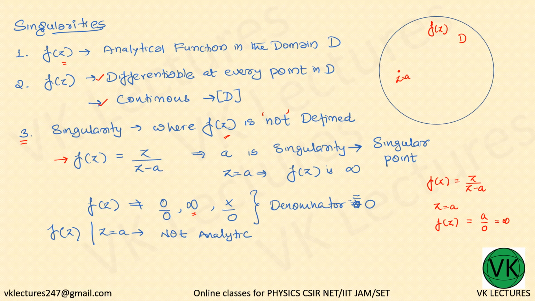We also have seen that at that particular point, z equal to a, f of z is not analytic. And here we have given the point a term, that is singularity, where the function is not defined or the function goes to infinity.